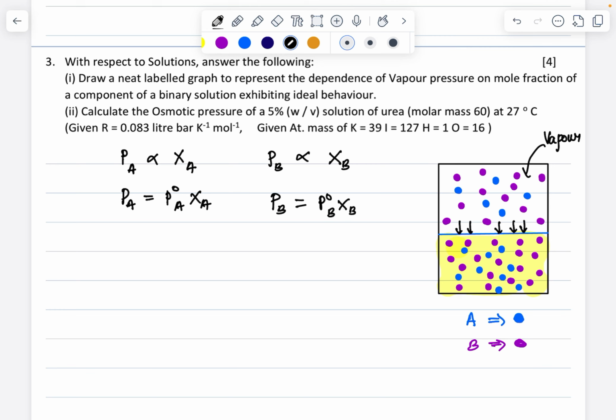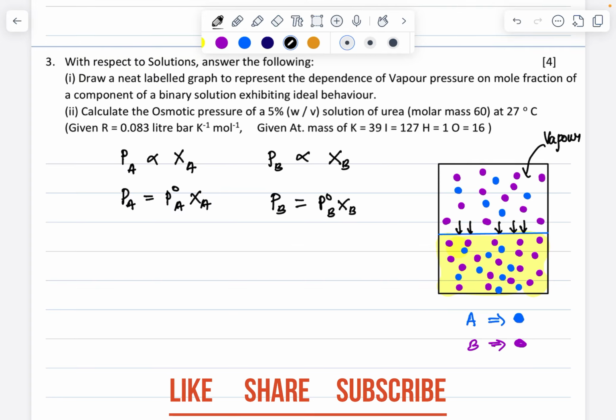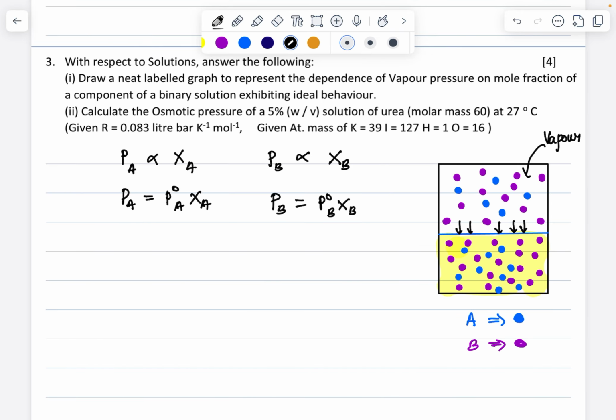Consider if there was only one component, only A is there and B is 0, then XA will be equal to 1. The maximum value of the mole fraction is 1, no? If you consider the other component not to be there, XA will be equal to 1. In that case, PA will be equal to P naught A. Here if A is not there and only B is there, that time PB is equal to P naught B. Now this is telling you about the partial vapor pressure. PA and PB mean their contribution to the vapor pressure in this mixture.